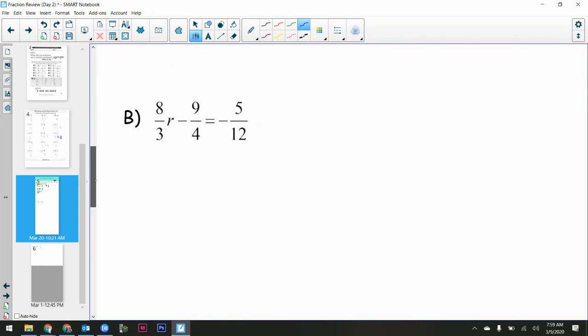Let's try that again. 8/3 x minus 9/4 is equal to negative 5/12. Think about doing this without a calculator, without doing this method. Adding the 9/4 to 5/12, getting common denominators with that, and then dividing by 8/3, which is multiplying by 3/8, and reducing all of those fractions. No, thank you.